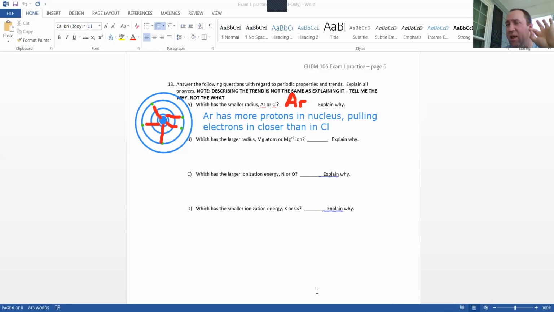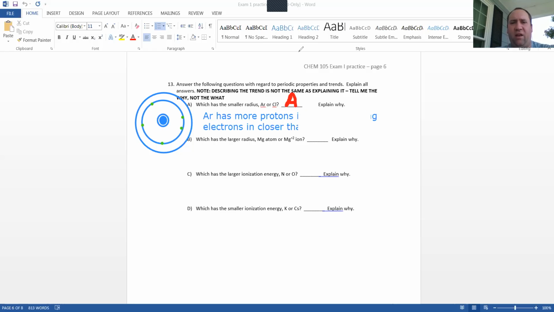So if we're comparing atoms that have the same number of energy levels, then it's going to be the pull of the nucleus that makes the difference. Okay, but if I have boron and chlorine, it will be boron because it's closer to the nucleus. Right. I understand when you say the same, because they're in the same row. They're in the same energy level.